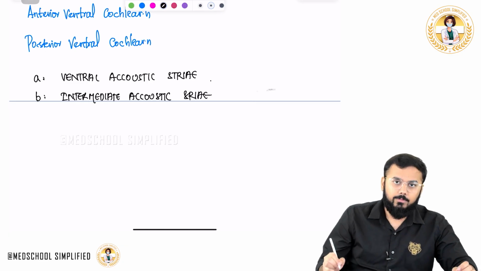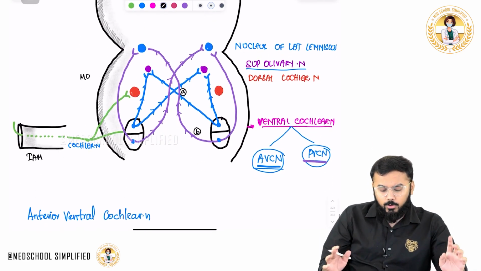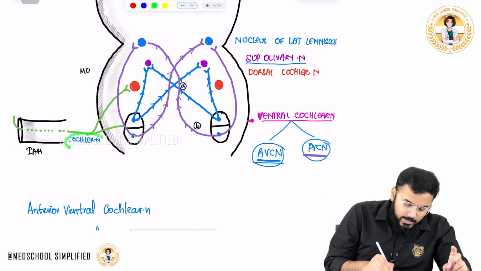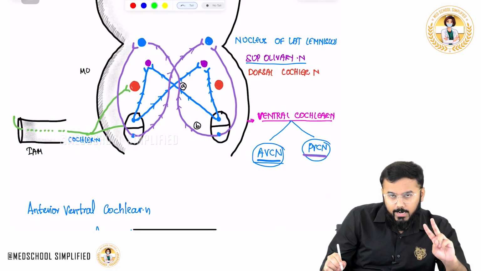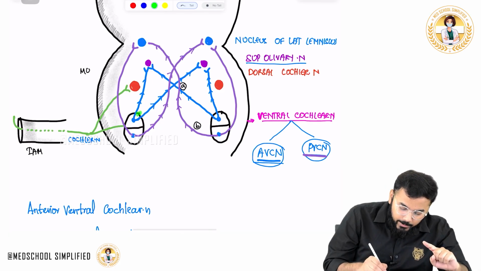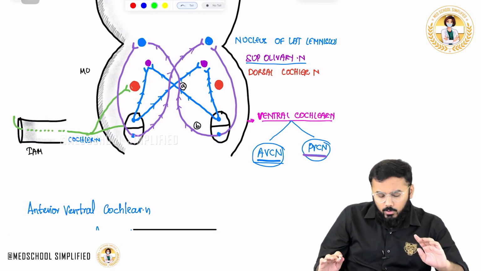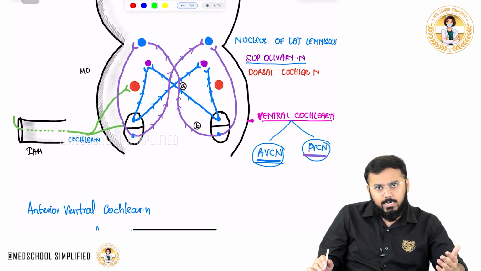Intermediate acoustic striae. Right. Now look here, let us start the story from the beginning. So we discussed that the cochlear nerve is giving two branches. One branch completely activates this nucleus. What is this? Ventral cochlear nucleus. So it got the ventral cochlear nucleus activated.